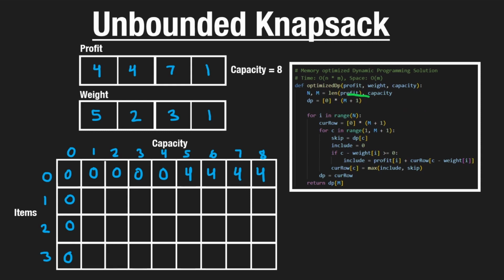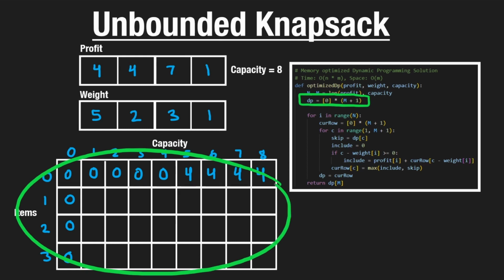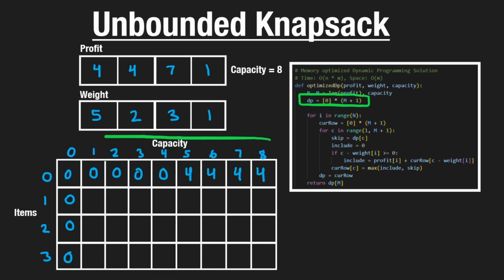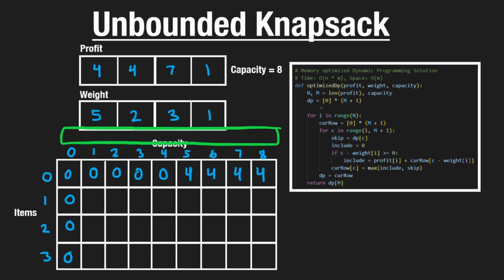This time, we actually have a single row. We don't even have this two-dimensional grid. We just have a single row that's the size of the capacity plus 1. So pretend like we had one row over here and we fill it with all zeros. We use 0 as a default value essentially, because the next thing we're going to do is start going row by row for every single item that we have.